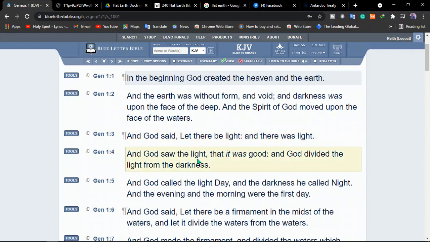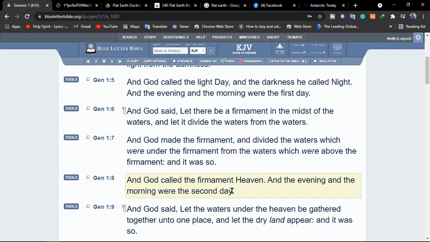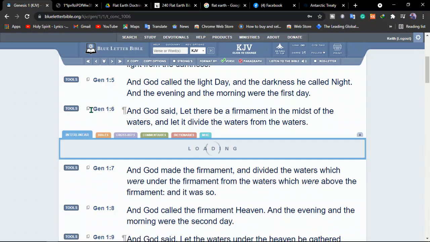And God saw the light that it was good, and God divided the light from darkness. And God called the light day, and the darkness he called night. And the evening and the morning were the first day. And God said, let there be a firmament in the midst of the waters, and let it divide the waters from the waters. What is a firmament? A firmament is basically a space.